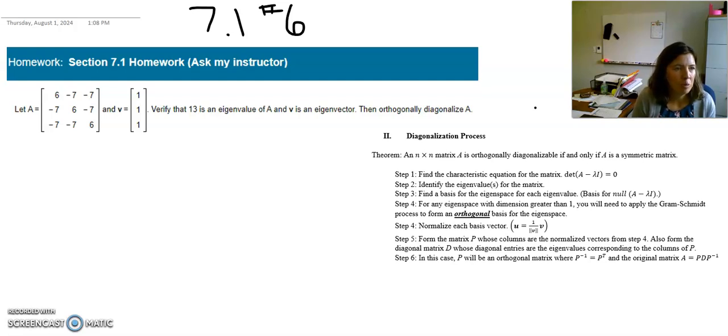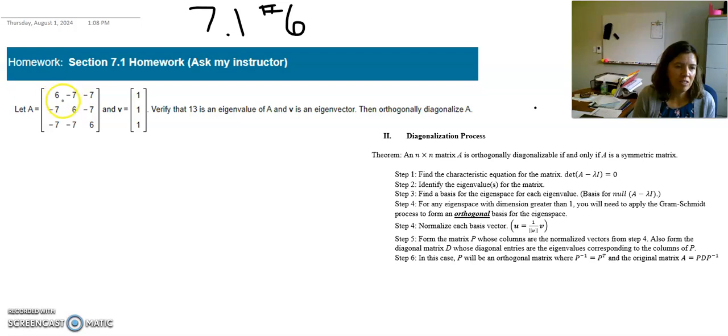So here's one of the problems that you'll see in your 7.1 homework. I actually grabbed this from an Ask My Instructor email. This is number 6 in your 7.1 homework in MyMathLab. So you're given a 3x3 matrix, and notice that it is symmetric.